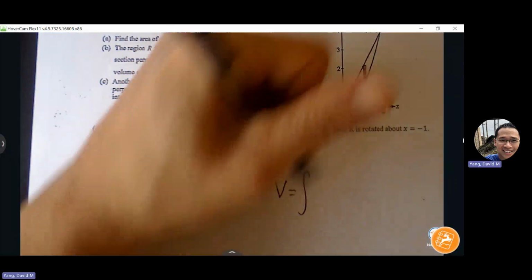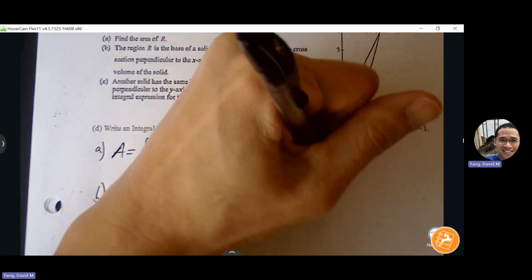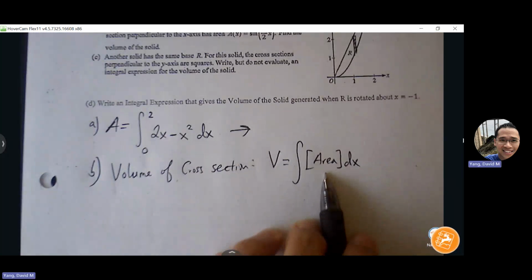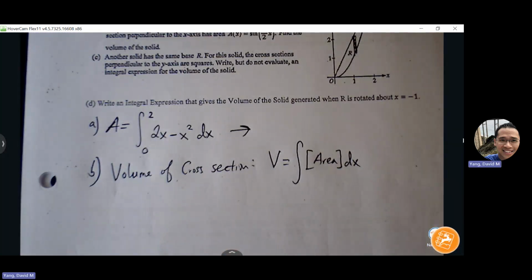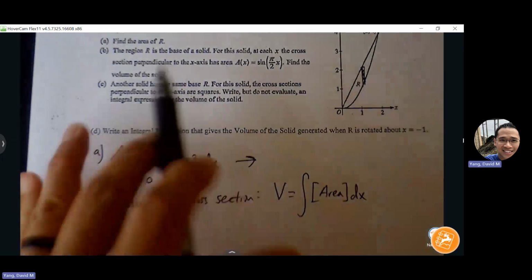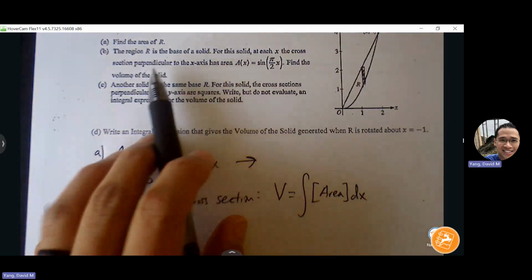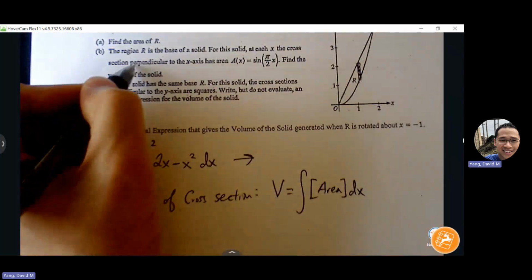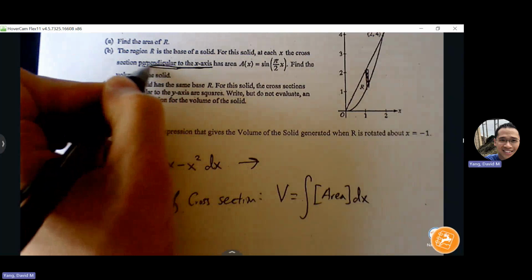V is equal to the integral of, it's going to be whatever the area is, right? And that area could be a rectangle, could be a square, could be an equilateral triangle, could be a right triangle with leg on the base or hypotenuse on the base or a semicircle. So there's all these different shapes, but part B, first we need to figure out which direction this is dealing in here. So perpendicular to the x-axis, which orientation is that?